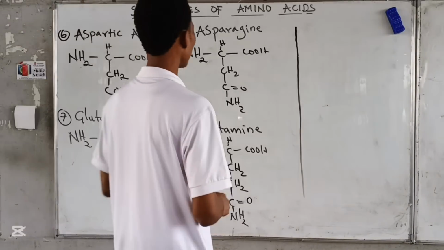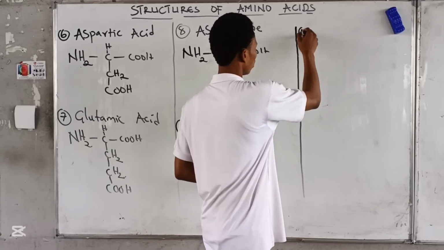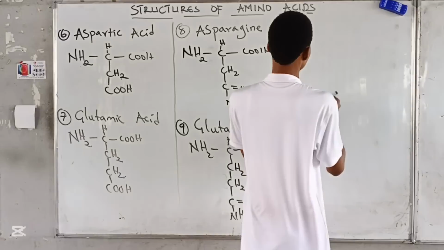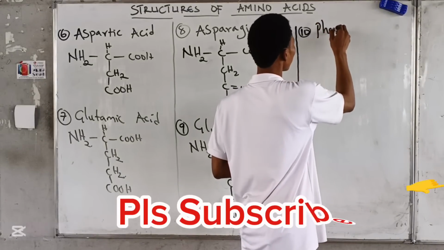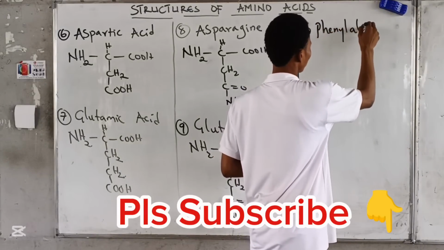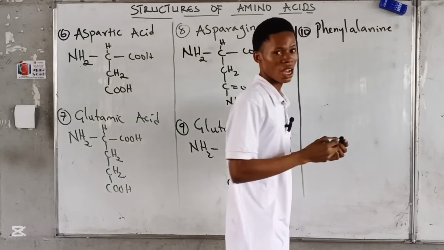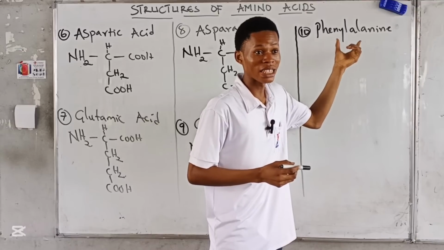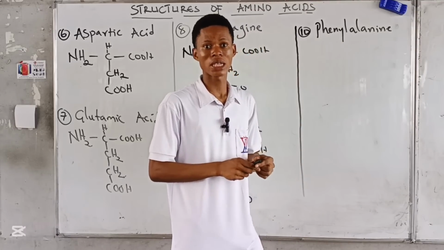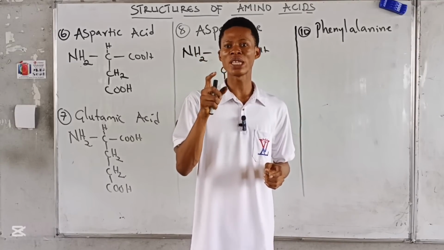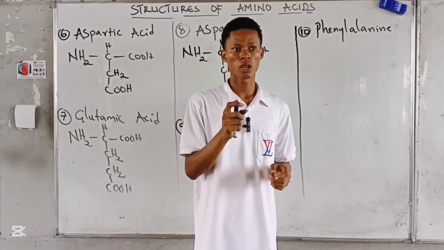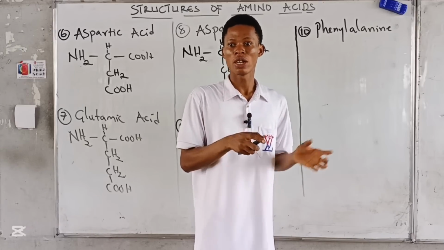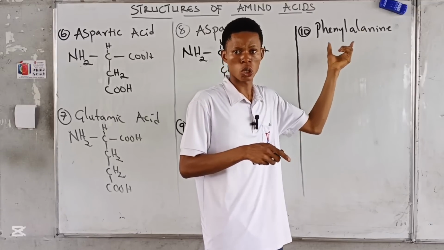All right, now number 10. Let's draw phenylalanine. Phenylalanine. Everybody in this class can draw phenylalanine. Now, look at the word. Phenyl what? Alanine. And you all know the structure of alanine, right? And recall that when you use benzene as a substituent, you call it what? Phenyl, right? When you use benzene as a substituent, you call it phenyl. Phenylalanine, meaning alanine plus what?